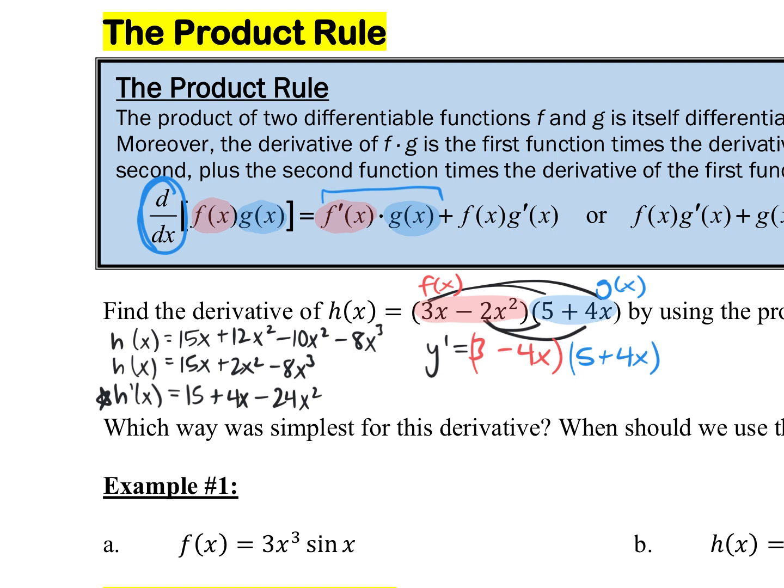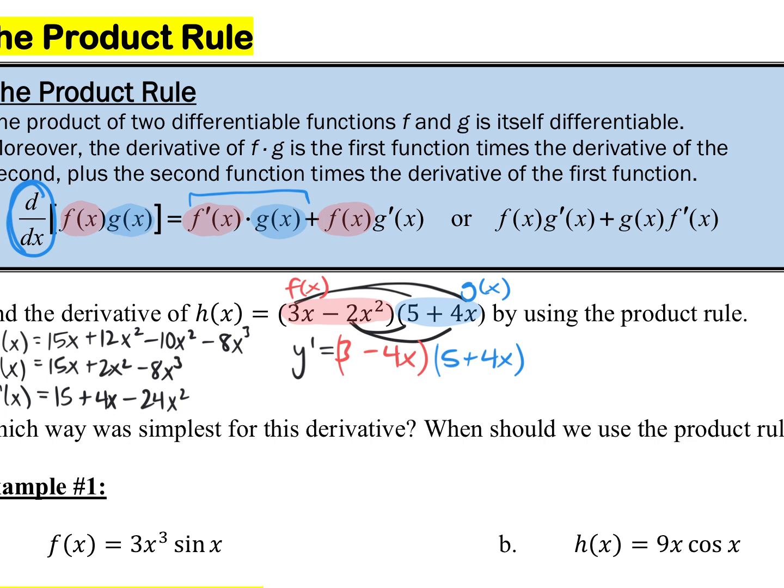Now the second part says I'm going to take f of x, which is just that first function. Oh, and I'm adding, right? So I'm adding this first function, which is 3x minus 2x squared, and then I am taking the derivative of the second function. Derivative of 5 plus 4x would just be 4, right?